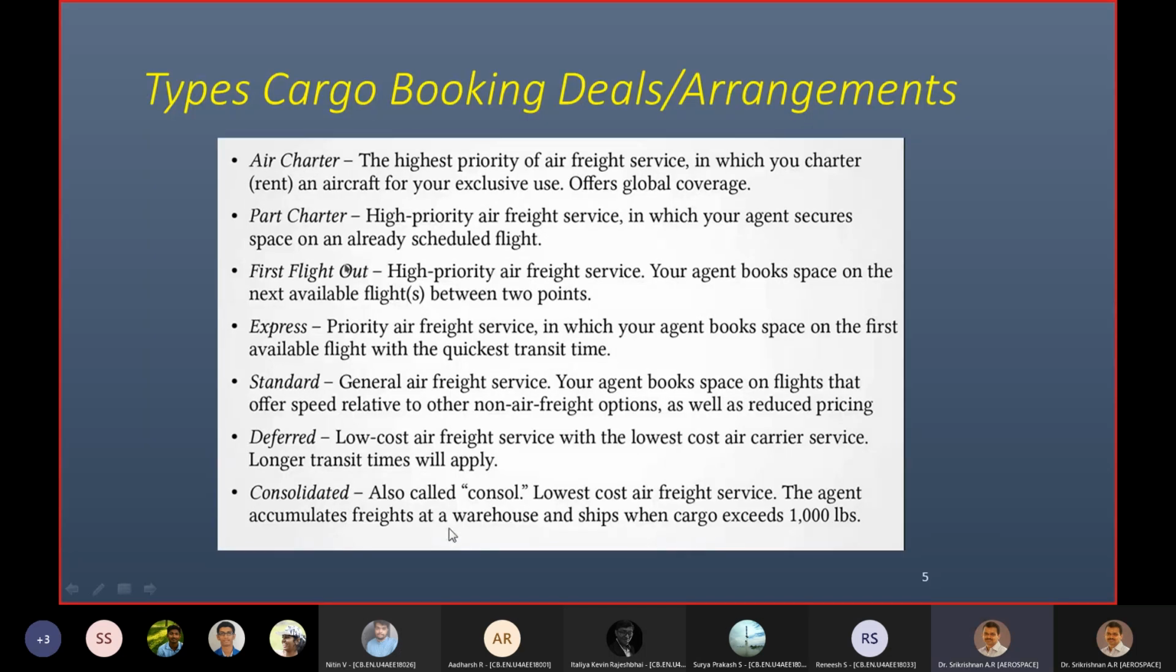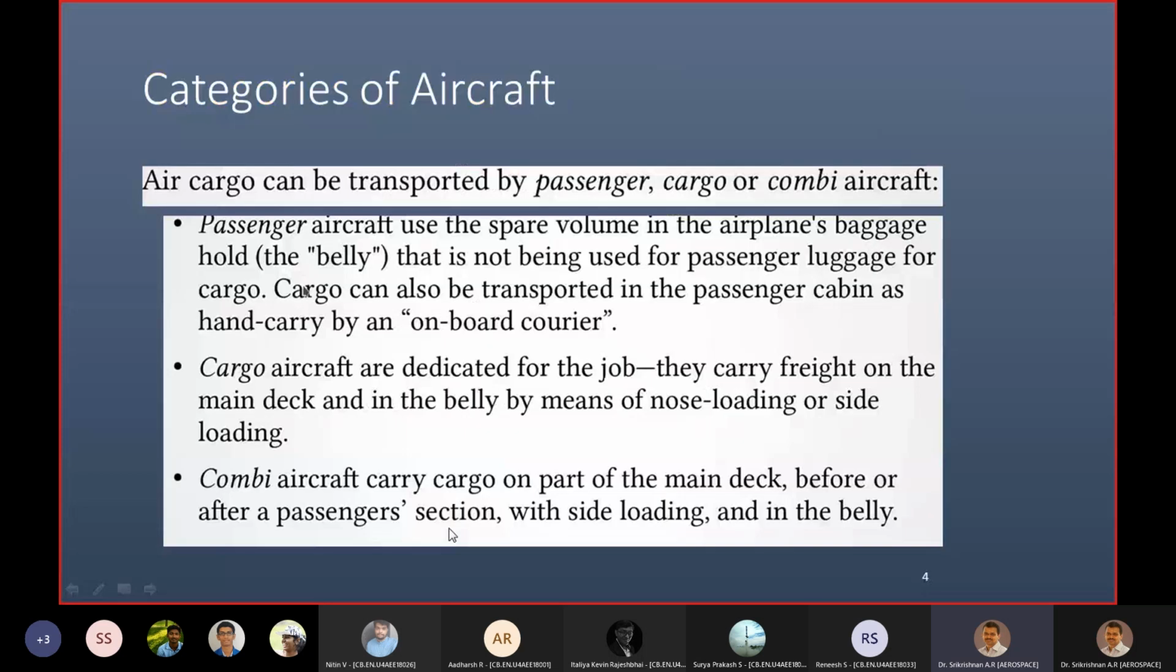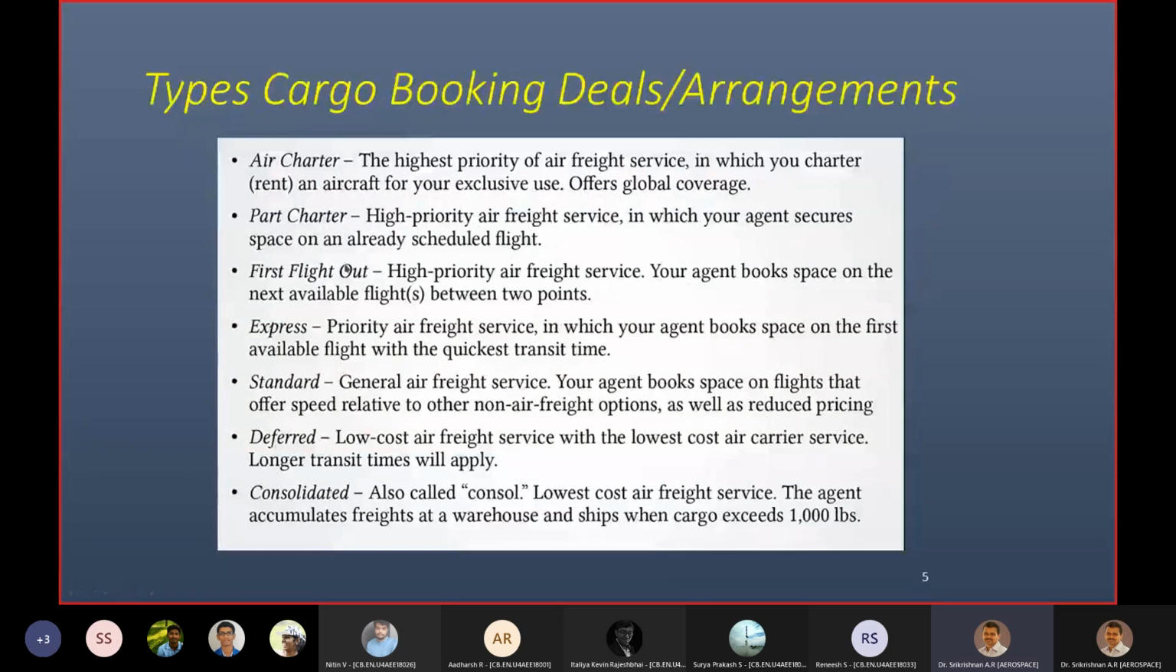Anyway, now we go on to this visual, the deals or arrangements that you can have for air cargo. These are all dependent on the urgency of transfer, the turnaround time that you want for the transfer, the distance also, and most importantly, how much you can pay for it.